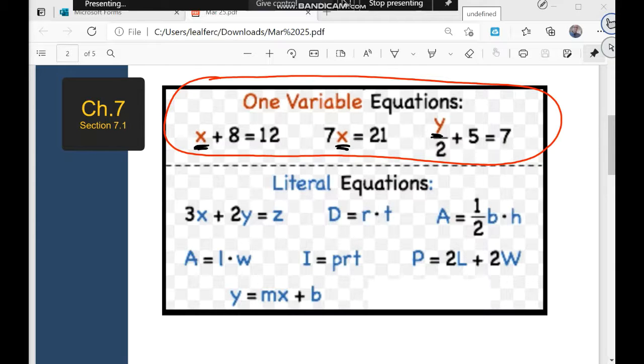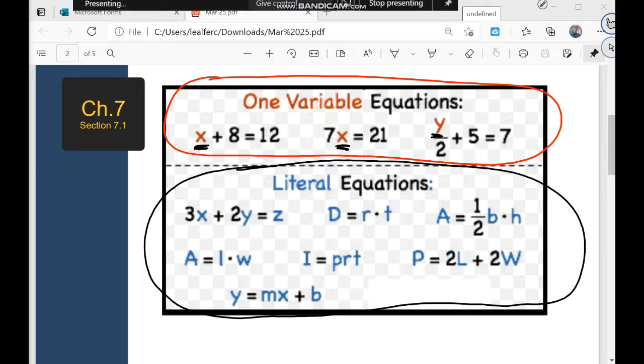So you can see lots of examples here on the bottom of literal equations. Usually you're going to find formulas, but lots of formulas are classified as literal equations because they have two or more variables. For example, the formula for the area of a rectangle, the formula for interest, formulas for geometry, for finance, for science, any formulas. If you have two or more variables, this is going to be a literal equation.